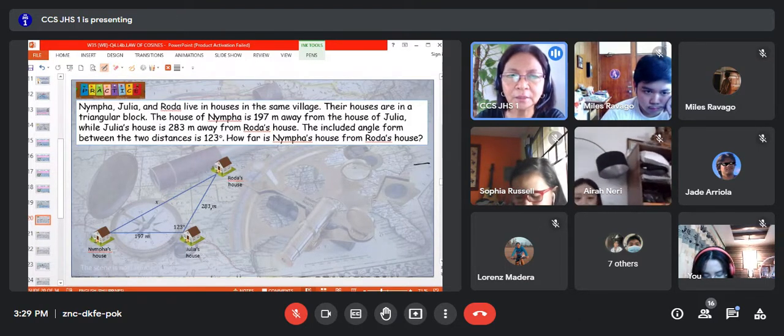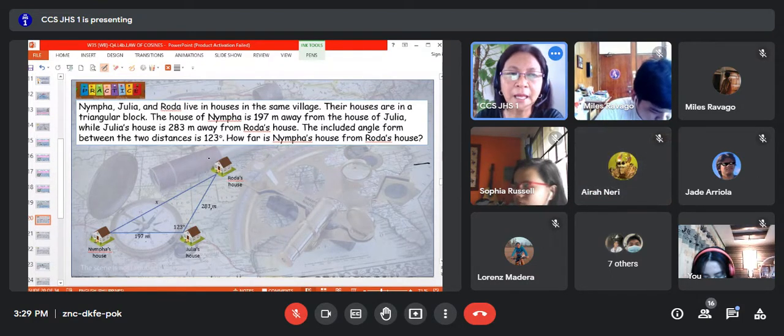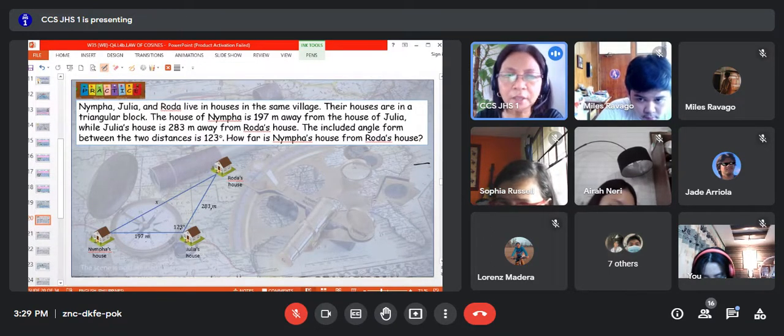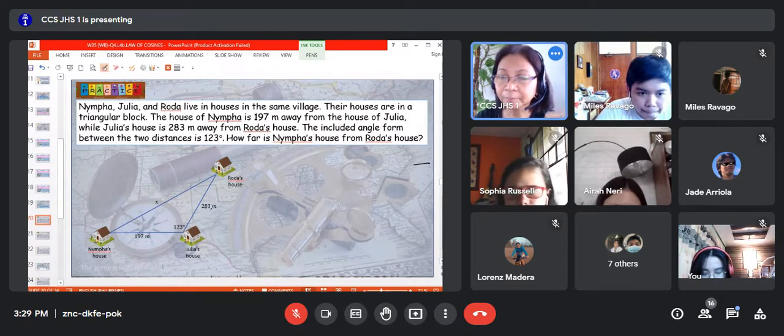So here we have houses. Their houses are in a triangular block. The house of Nympha is 197 meters away from the house of Julia, while Julia's house is 283 meters away from Rhoda's house. And then the angle formed between the two distances is 123 degrees. How far is Nympha's house from Rhoda's house? Okay, more or less your problem is just like that in Math IPT. You may copy other problems and then just change the figures or just change the objects.